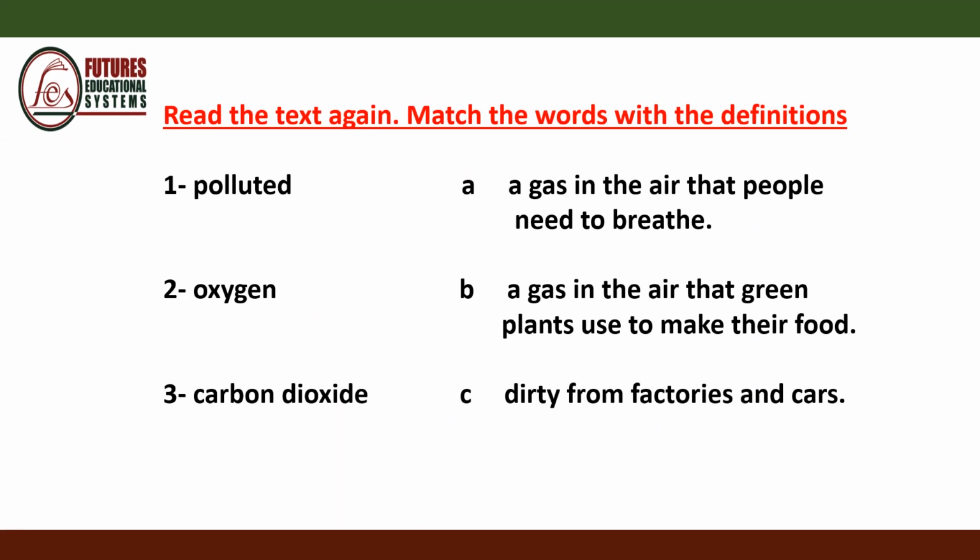Now let's match the words with the definition. Polluted. Remember we said that the air was polluted with carbon dioxide from factories and cars. So polluted here means dirty from factories and cars. What about oxygen? Oxygen is a gas that's found in the air. People need this gas in order to breathe. So it's a gas in the air that people need for breathing. What about carbon dioxide? Again, it's a gas and it's found in the air, but it's needed by green plants to make their food.